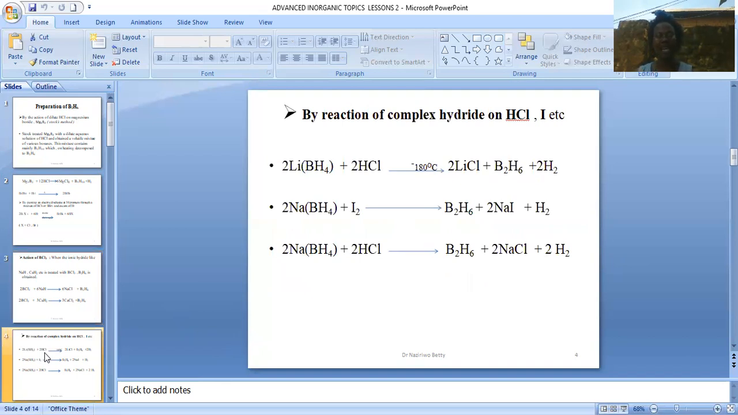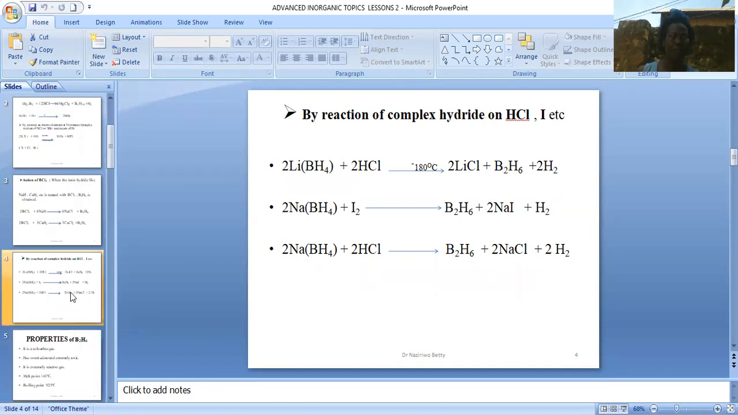Another method is by the reaction of a complex hydride with hydrogen chloride or with iodine and others. So when we react the complex hydride, lithium aluminum hydride, with hydrogen chloride at minus 180 degrees Celsius, it results in the formation of diborane. Sodium borohydride plus iodine, again, we get diborane, and so on and so forth.